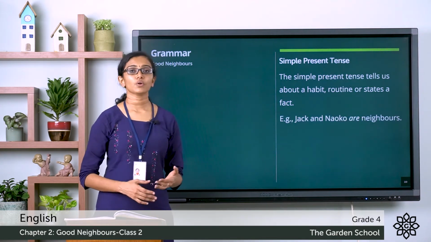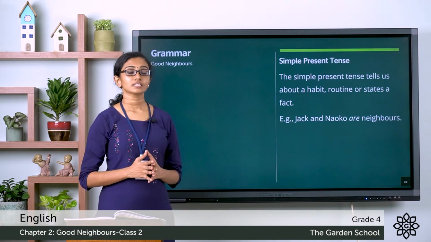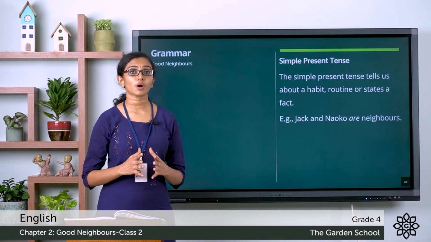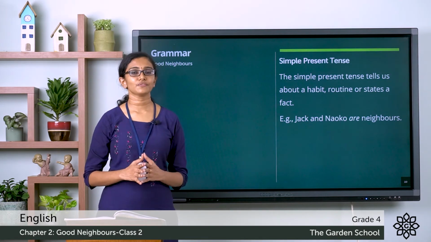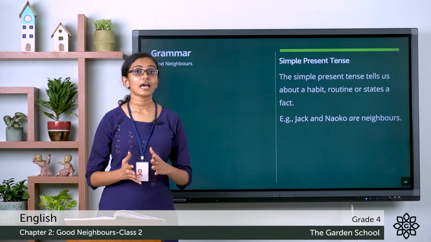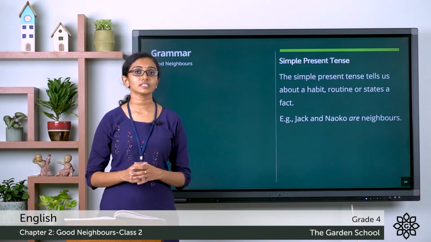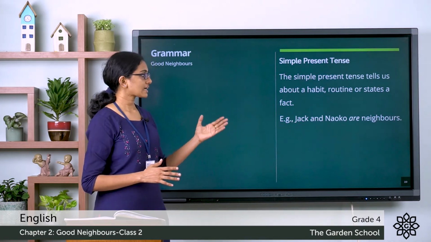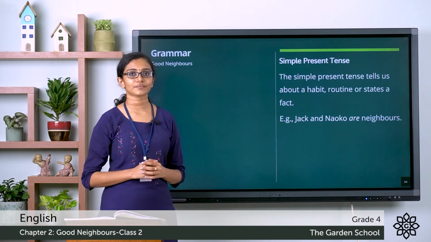Jack and Nako are neighbors. So that's a fact. You see the word are. This is the simple present tense form of the verb be when the subject is plural. The different present tense forms of be are am, is and are. Am and is are used when the subject is singular, whereas are is used when the subject is plural. So, Jack and Nako are neighbors. This is a sentence in the simple present tense.